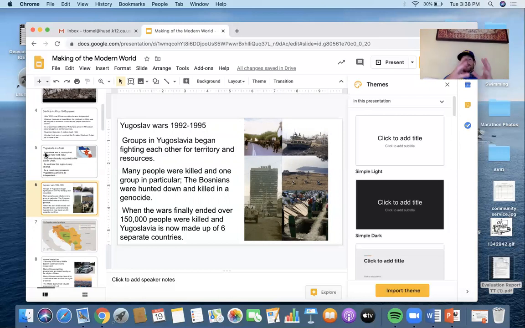And so we get about a 3-year period of the Yugoslav Wars, or the Balkan Wars, as sometimes they're called. Pretty much groups in Yugoslavia began fighting each other for territory and resources. A lot of people were killed. One group in particular, the Bosnians, were hunted down and killed in a genocide. Specifically speaking, it was the Muslim population, who were hunted down and killed in mass genocide. When the wars finally ended, about 150,000 people were killed, and now Yugoslavia is made up of 6 countries.